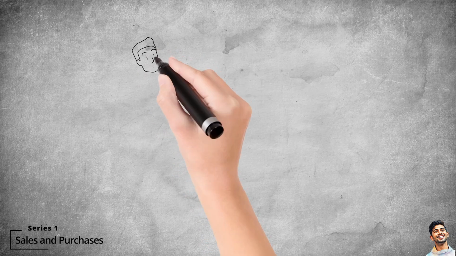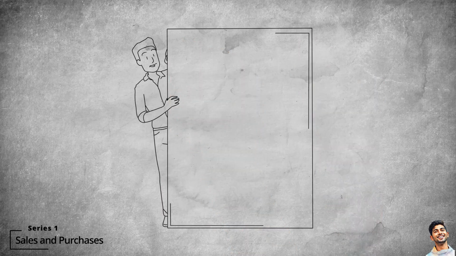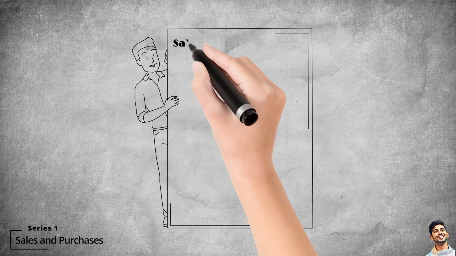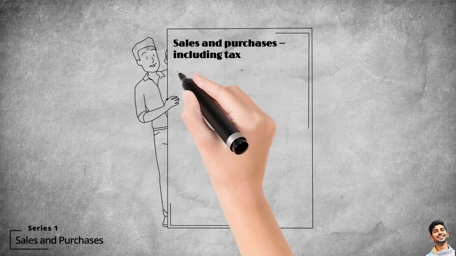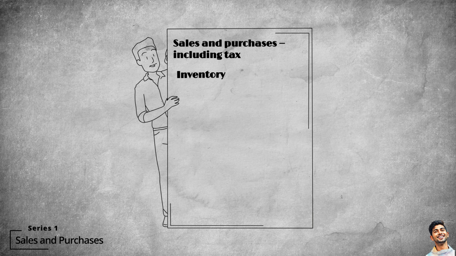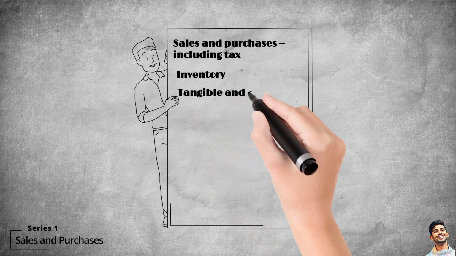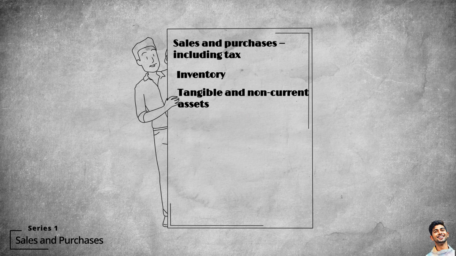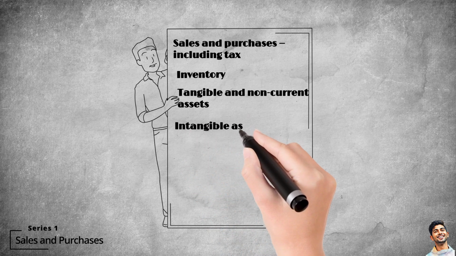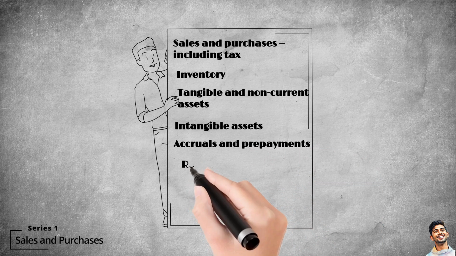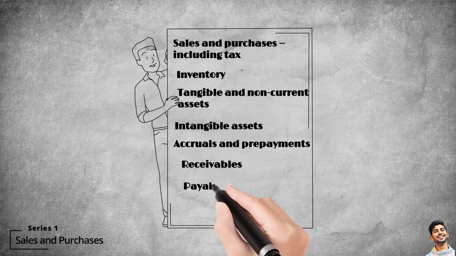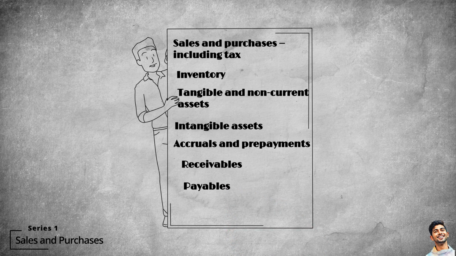In this series, we are going to cover important topics like sales and purchase, including tax, inventory, tangible and non-current assets, intangible assets, accruals and prepayments, receivables and payables, and much more. And we will understand all of these step by step using the double entry accounting system.